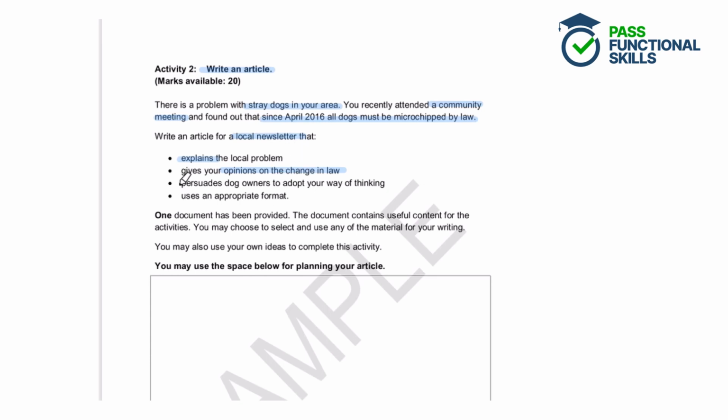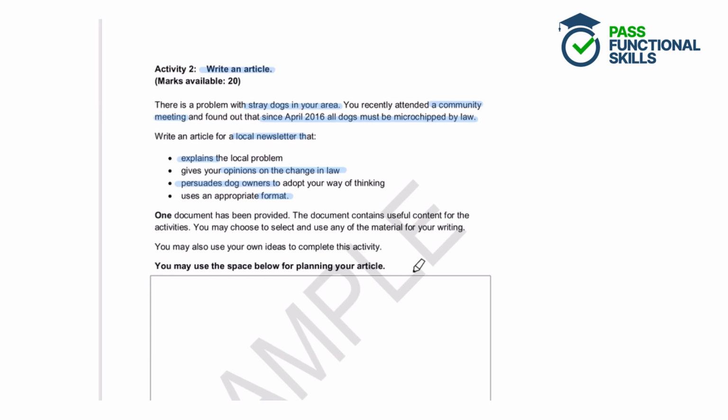You need to persuade dog owners to adopt your way of thinking. Yep, we need to be persuasive here. We need to be using persuasive techniques and trying to encourage the reader to agree with us. And finally, we need to use an appropriate format. So make sure that we are writing using all the formatting features that are necessary for an article.